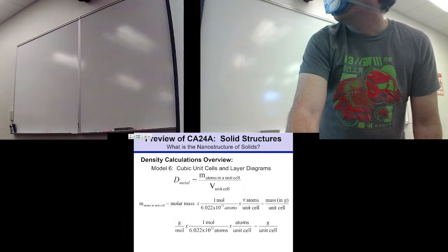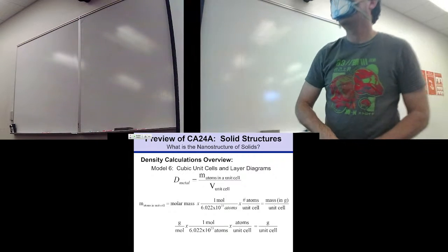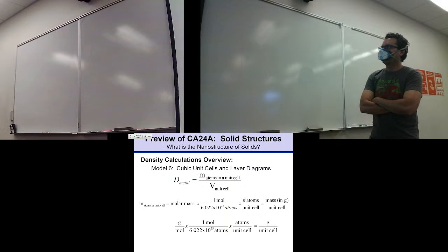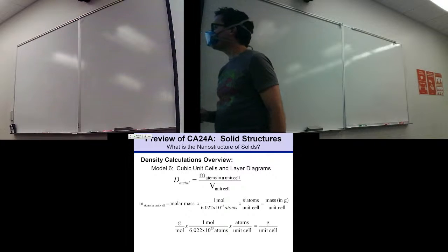And this is just showing how we did it. These are the units. Sorry. This is the top part. This is calculating the mass of the atoms in the unit cell. So you've got your molar mass. You divide by Avogadro's number to get grams per atom. And then you multiply by the number of atoms in a unit cell, and you'll get mass per unit cell at the end. Cool.